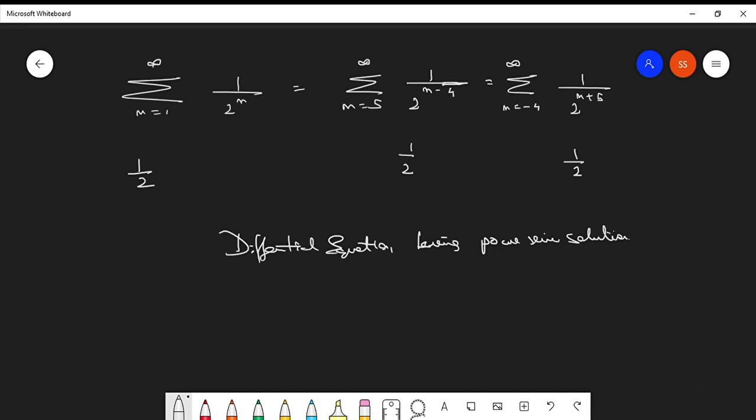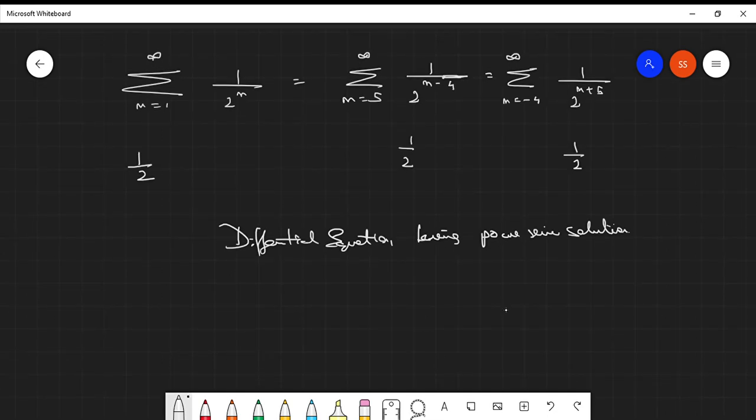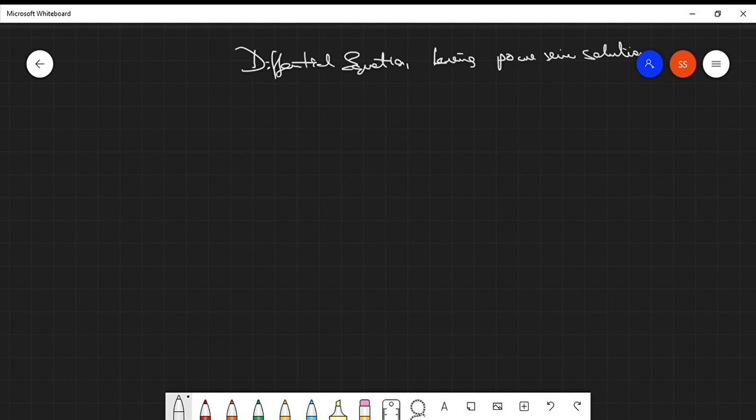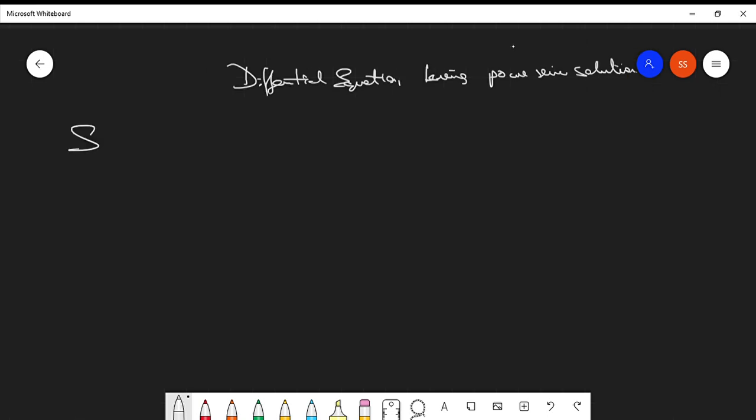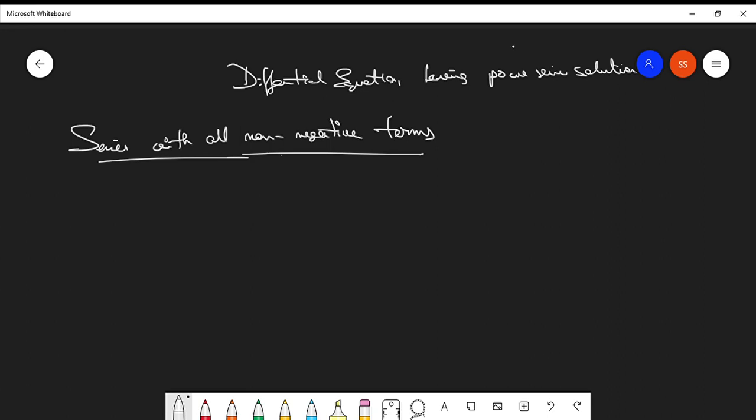So next we move on to tests for non-negative term series. Series with all non-negative terms. That is, this is basically a series summation n equals 1 to infinity a_n, where a_n is greater than 0 for all n belonging to the set of natural numbers. Right? Clear?